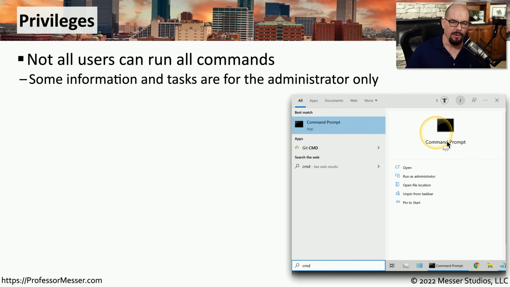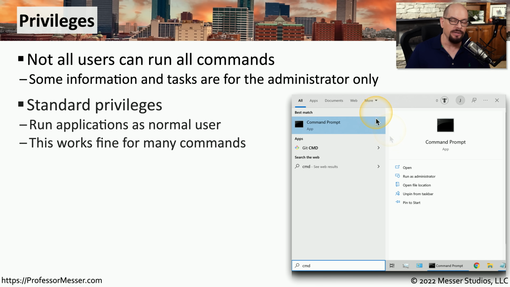The Windows command prompt allows you access to the operating system through what we call a CLI, a command line interface. This brings up a window, and you can type commands in that window to interact with the operating system. Most of the commands that you'll learn in this video can be run by anybody with standard privileges. These are the privileges associated with any user who might be logged into your network.